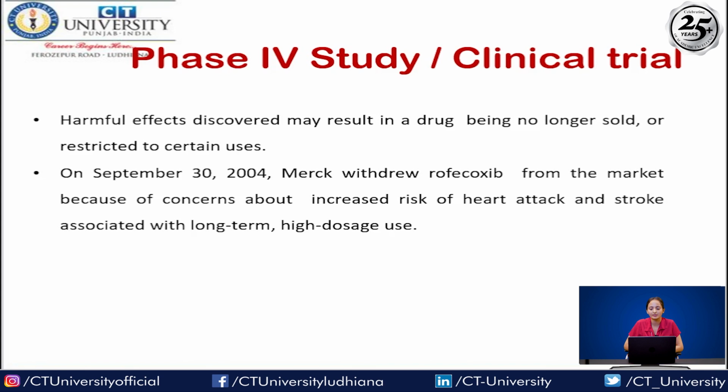Phase 4 study is also known as post-marketing surveillance. In this we will discuss harmful effects that are discovered which may result in the drug being no longer used or no longer sold, or restricted to special areas. On September 30th, 2004, Merck withdrew rofecoxib. Rofecoxib is used in the treatment of osteoarthritis and rheumatoid arthritis. The drug was withdrawn from the market because of the increased risk of heart attack as well as stroke associated with long-term use or high dose usage.